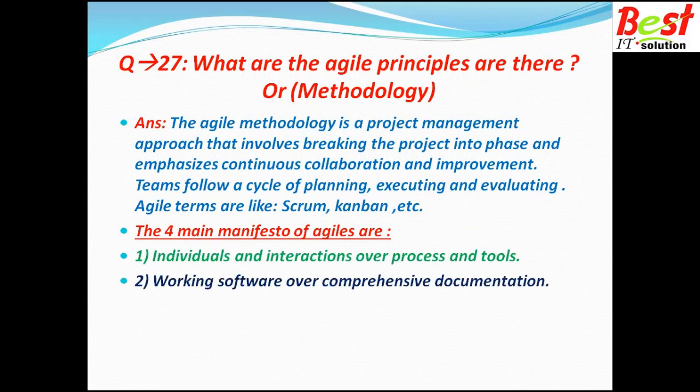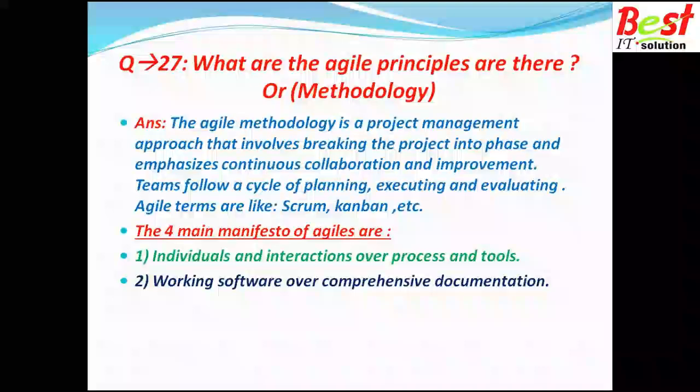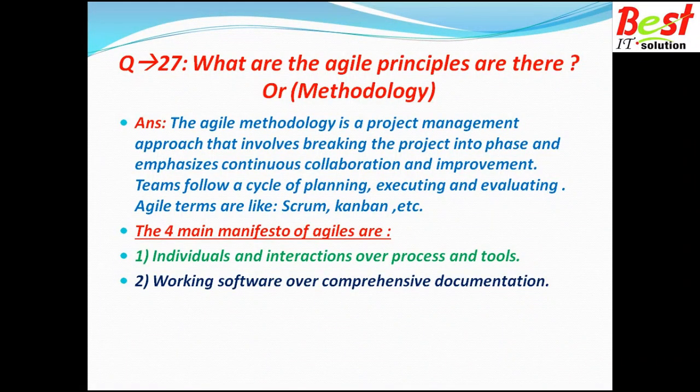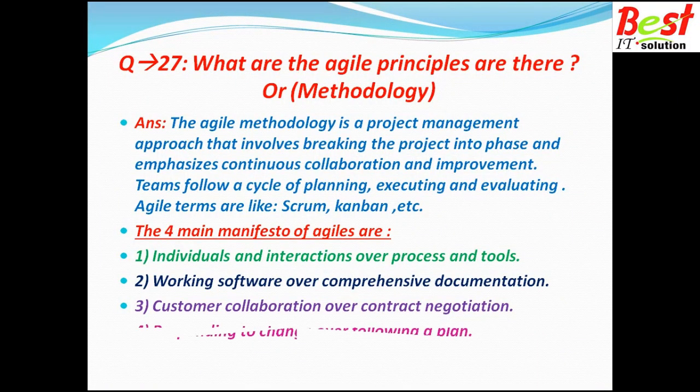The Agile methodology provides four manifestos and 12 principles. The four main manifestos of Agile are: first, individuals and interactions over process and tools; second, working software over comprehensive documentation; third, customer collaboration over contract negotiation; and the fourth, responding to change over following a plan.